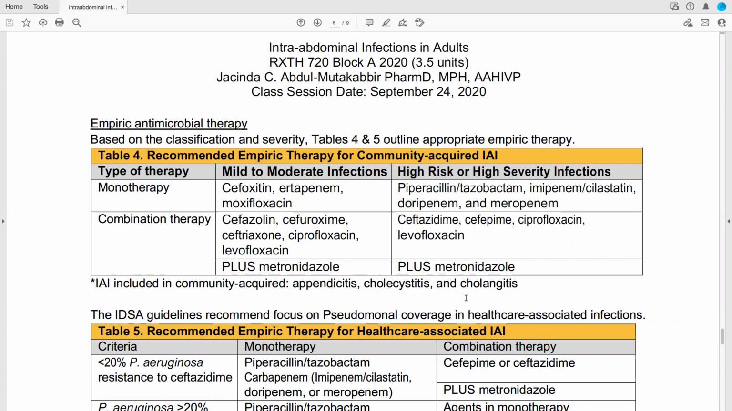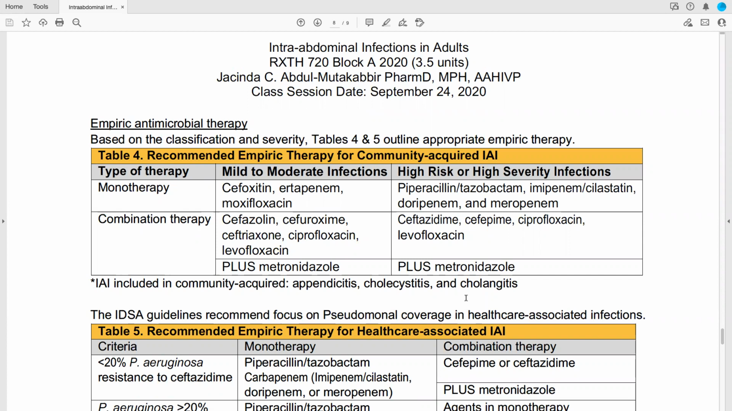infection. But we would then see our cephalosporins that have our pseudomonal coverage, right? So we see our ceftazidime, we see our cefepime, but we also know that no matter what, our cephalosporins do not cover for anaerobes. So we need to put on our metronidazole.